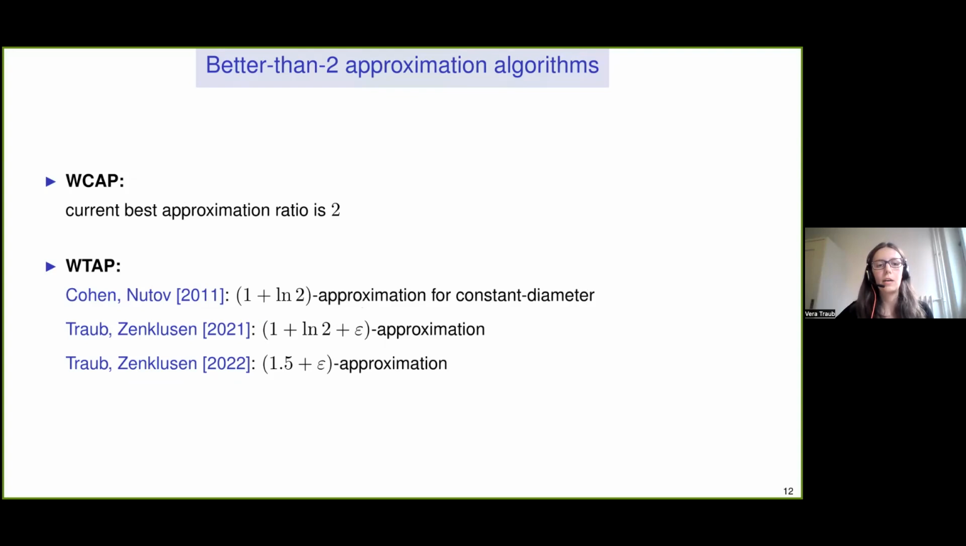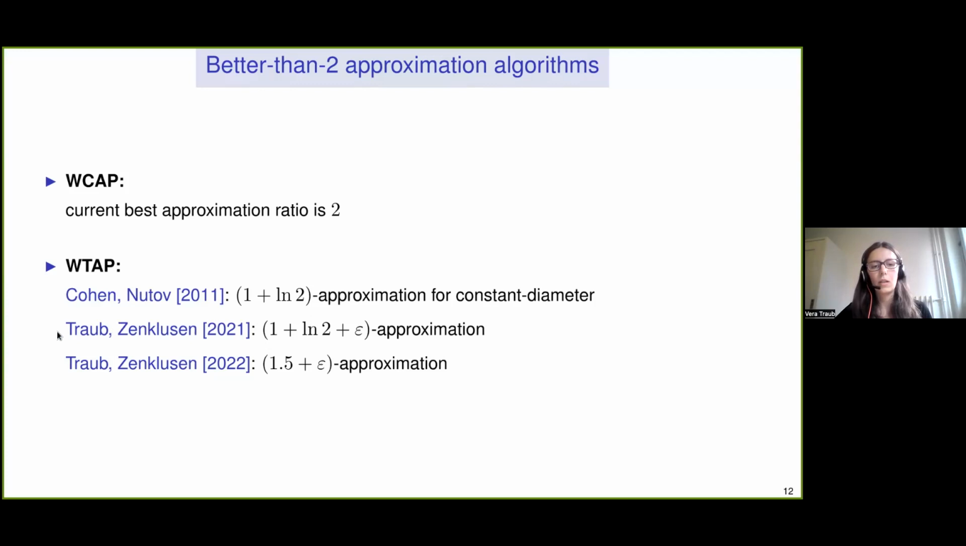But we recently made progress for the weighted tree augmentation problem, this special case. For the weighted tree augmentation problem, also until very recently, not much was known. One important result there is that in 2011, Cohen and Nutov showed that if the tree in our weighted tree augmentation problem has constant diameter, then we can obtain a 1 plus ln 2 approximation. 1 plus ln 2 is a bit less than 1.7. But this was only for trees of constant diameter.